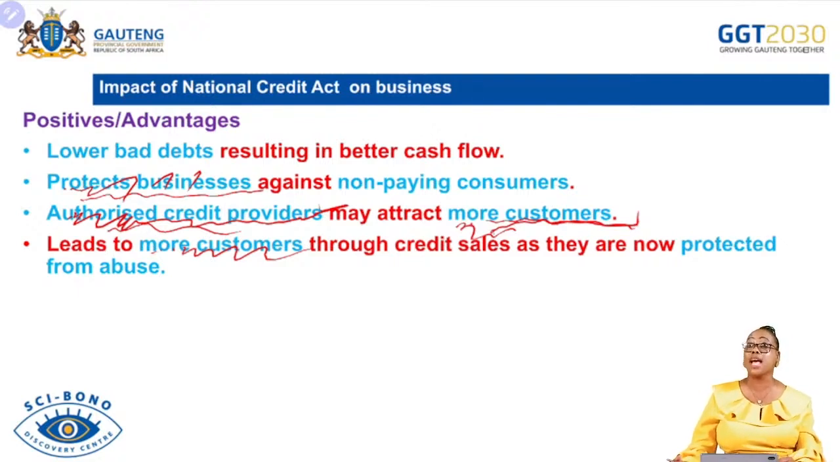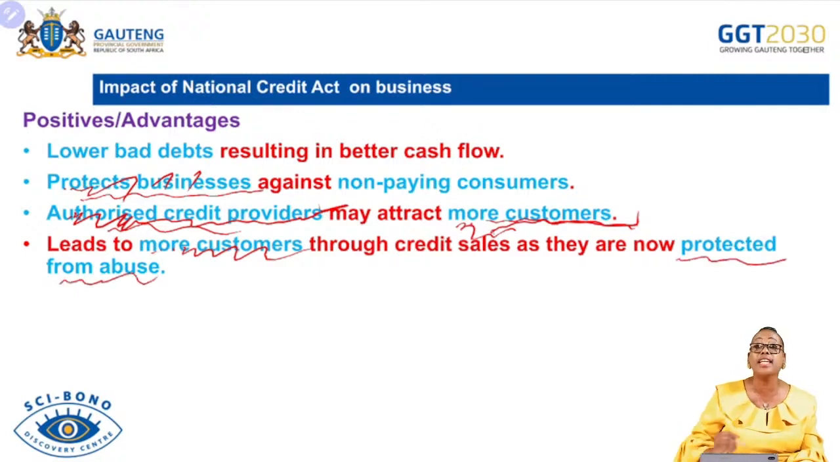Another, more customers. How do we explain that sentence? It says, more customers through credit sales as they are now protected from abuse. Now remember the picture. You could see that there was unfair treatment. So there was an abuse that was taking place whereby our clients could not even have a word or a say. But now that we know that we are protected, definitely that is going to encourage a lot of the clients.